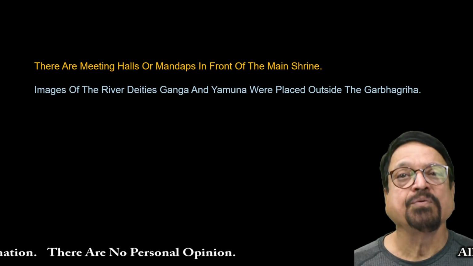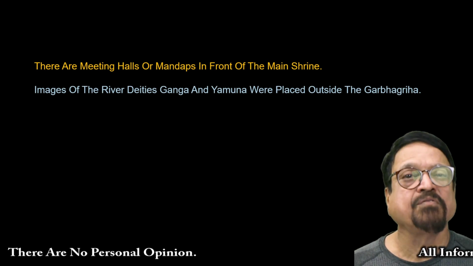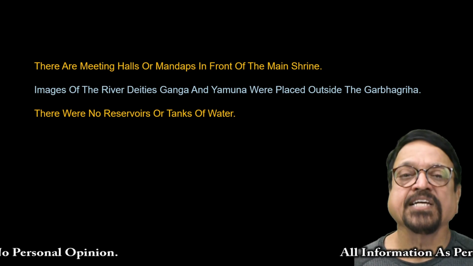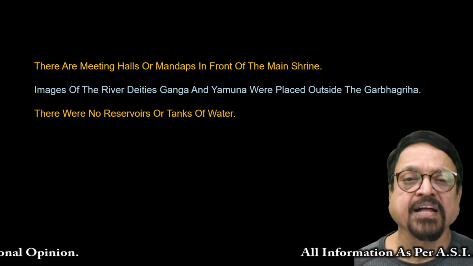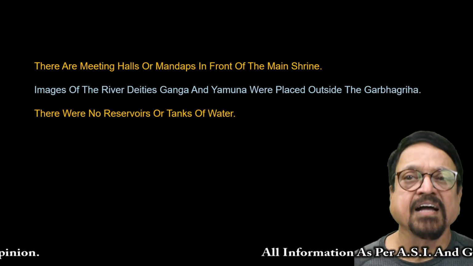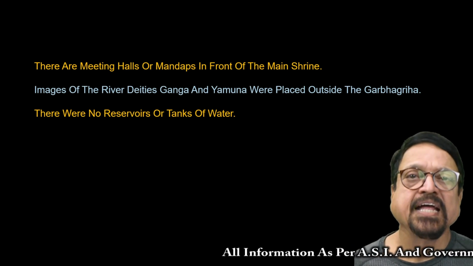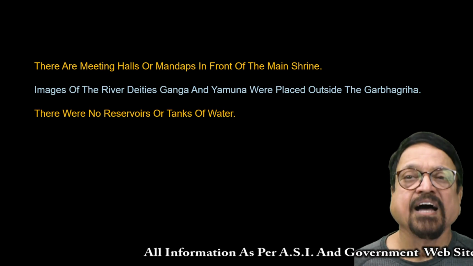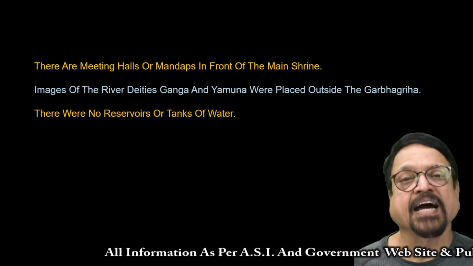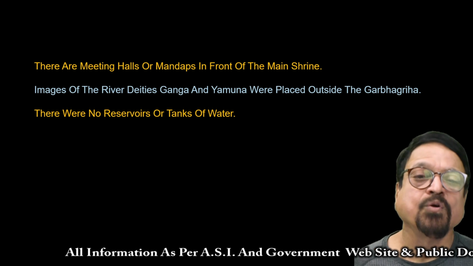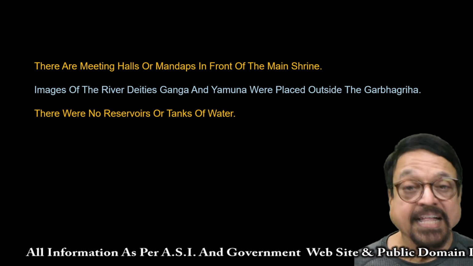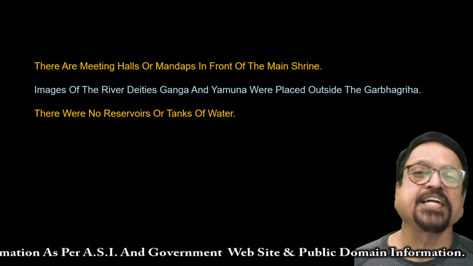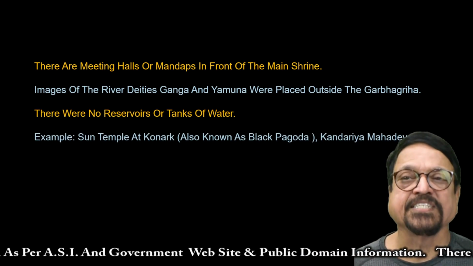The images of river deities like Ganga and Yamuna were placed outside the Garbhagriha. So just outside the Garbhagriha gate on either side, Ganga stands for purity and Yamuna stands for wisdom. These two were always there in all the Nagara type of temples. If you go to the Dravidian style, they are different. They can be vehicles of the associate deities also. So these are the differences.